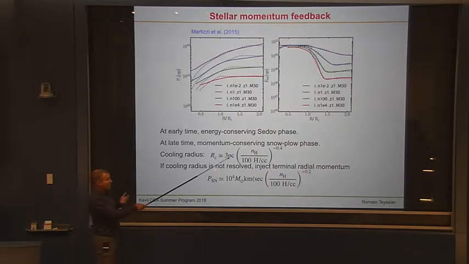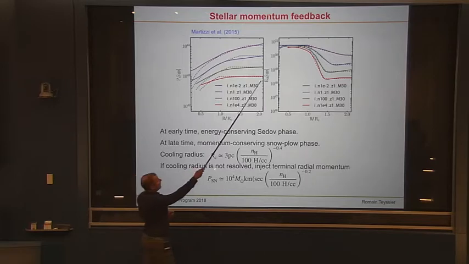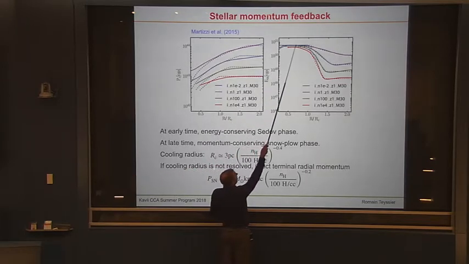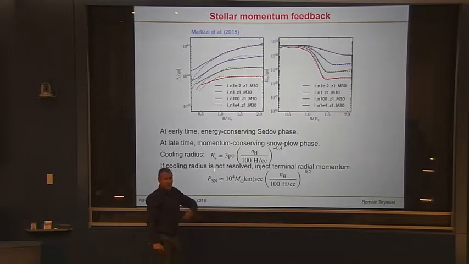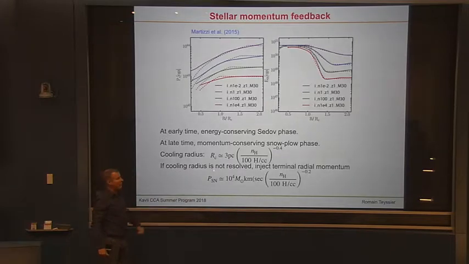Basically, if you resolve the cooling radius, then you have nothing to do. You just inject thermal energy, and this thermal energy will be conserved. And then after some time, cooling in your simulation will kick in, and you will resolve the entire blast wave evolution. But if you don't resolve the cooling radius, then you're in trouble. And then you need to use a subgrid model.